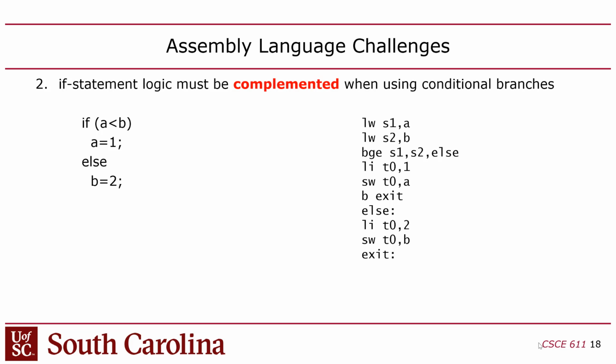I call it else actually. I go to a label called else. And then after the then part, I have to have an unconditional branch to exit so I can skip the else part. So if I'm in the then part, I got to skip the else part, right? So this is kind of the opposite of that. So semantically, you have to make that translation, right? I don't like that. But that's one of the things about assembly language that makes it difficult.